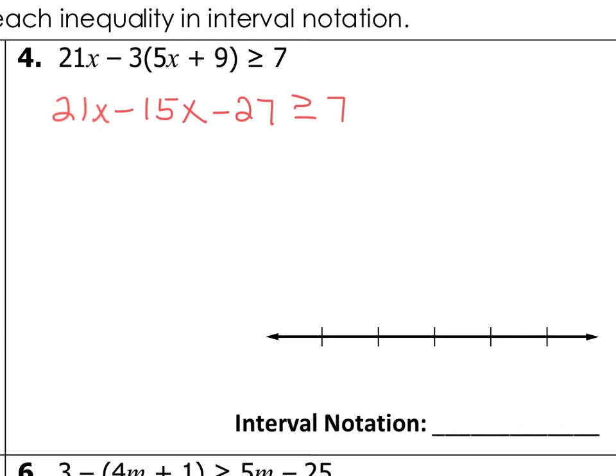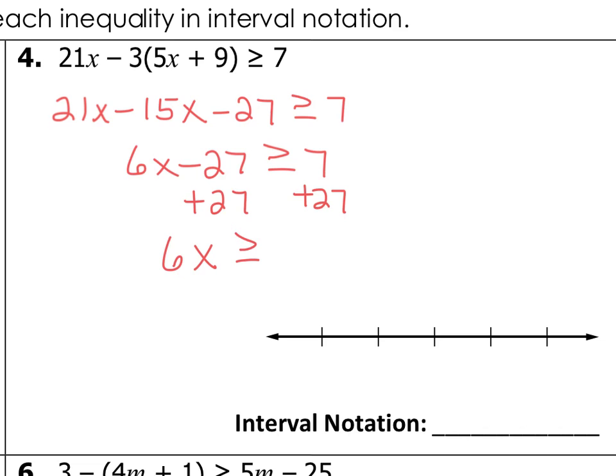So we have everything written down. Now we can combine like terms. We have a 21x and a negative 15x. We combine those and end up with 6x minus 27 is greater than or equal to 7. Now that both sides are simplified, we need to get our x by itself, so we have to get rid of all the extra things. Here's our x term, but we also have this extra term, so we're going to get rid of it by adding 27 to both sides. So we end up with 6x is greater than or equal to 34.